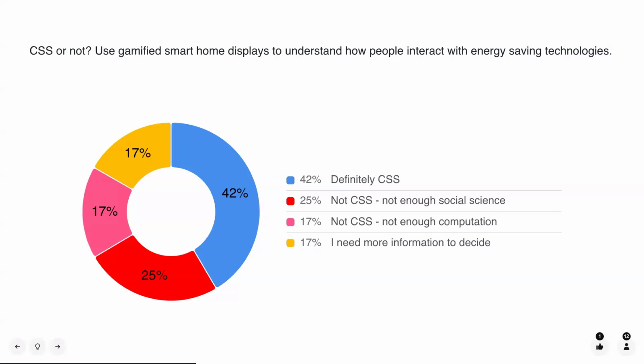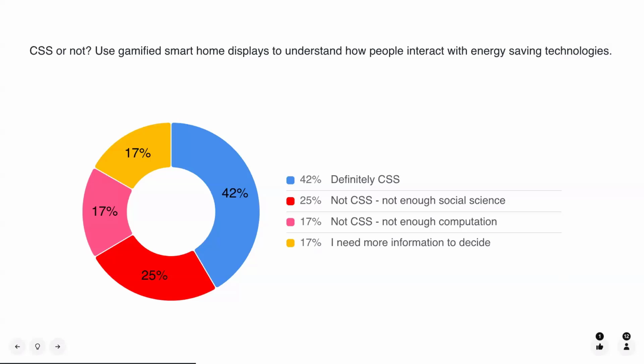We could think about maybe this gamified home display acting as some sort of tracking data, or maybe the purpose is to try and change people's behavior, because it's about how people interact with energy saving technologies. That would, in my opinion, definitely pose some sort of social science research question. So this is where we circle back to how we conceptualize our thoughts and processes. But it's interesting to see that there's quite a bit of a division on this one.